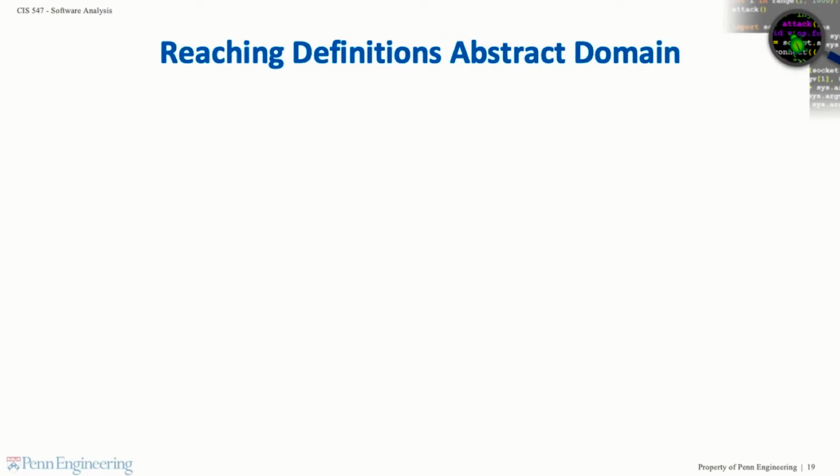To better understand how the in and out sets evolve during the chaotic iteration algorithm, let's look at the abstract domain for reaching definitions analysis. We introduced abstract domains in the first module of this course. The abstract domain defines the set of abstract values, say S, and a partial order less than or equal to on the set.